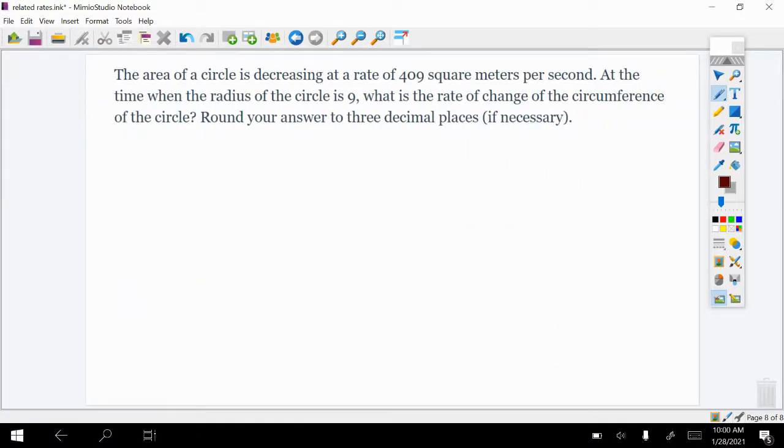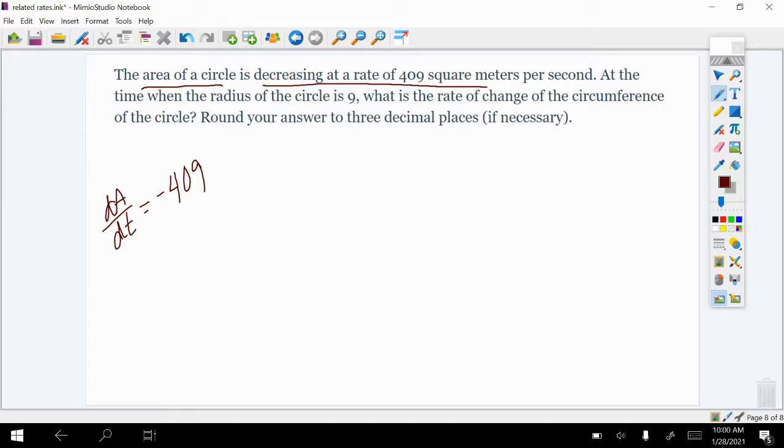I took it from the section that was called Related Rates to Formulas. So this one is dealing with a circle. The circle, we know about the area and how it's changing. The area is decreasing at a rate of 409 square meters per second. So I'm going to make a little comment over here. That means dA/dt is negative 409.